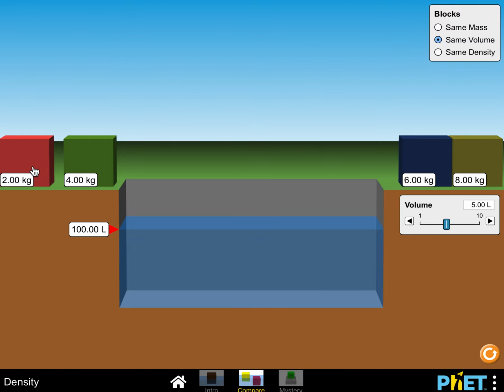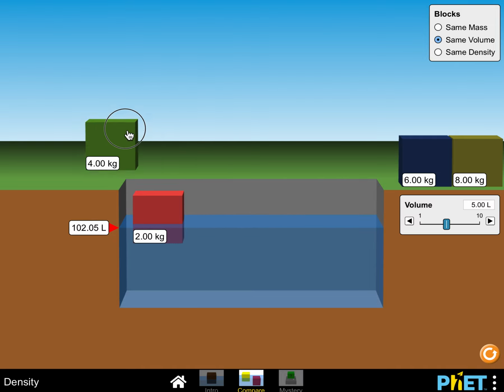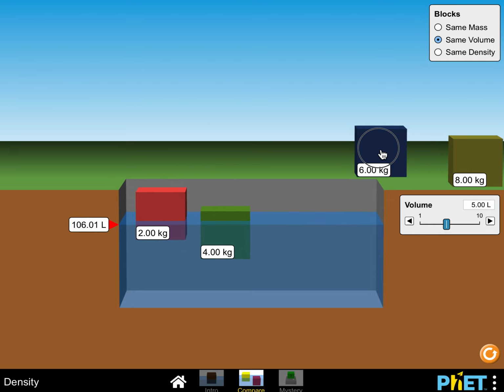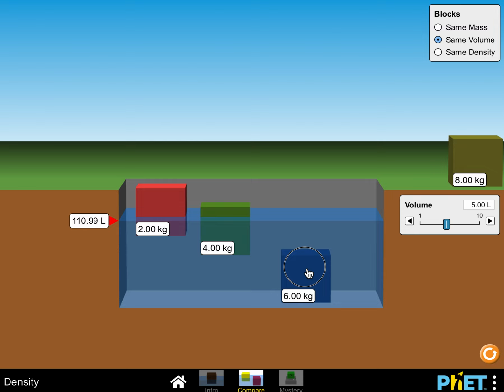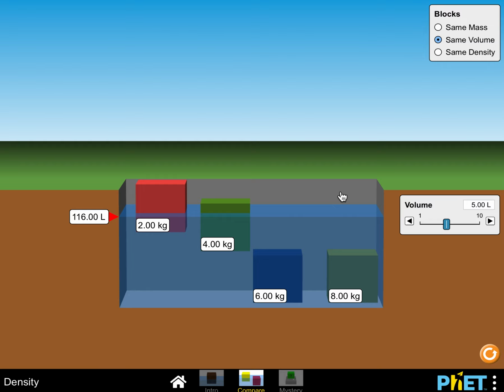So let's see which one floats and which one sinks. So this one floats. This one also floats. This one sinks. And this one sinks. So what this tells you here is, even though they all have the same volume, the one that floats has less atoms inside of it, or a smaller mass, and the one that sinks has more atoms inside of it, or a greater mass.